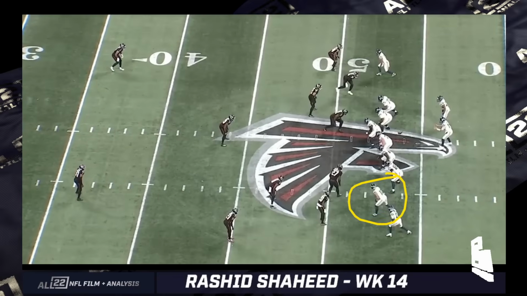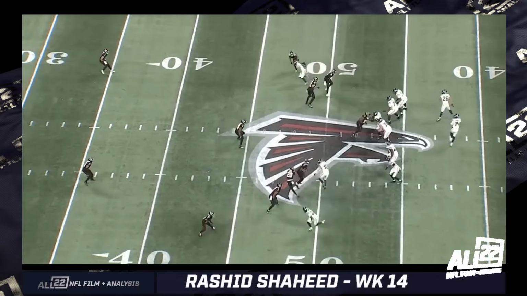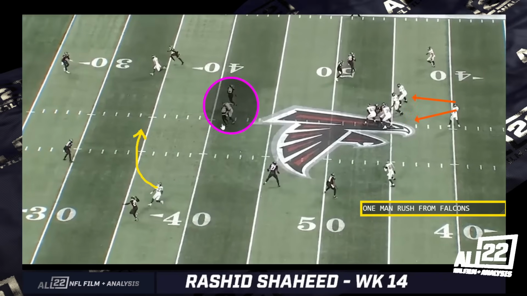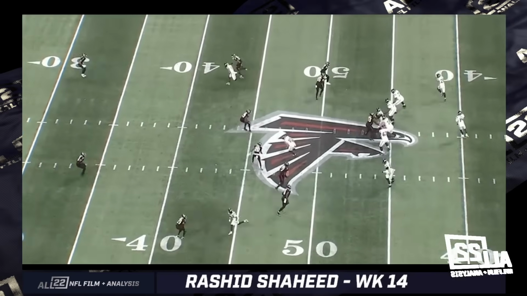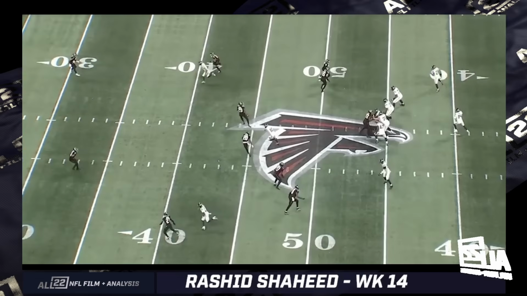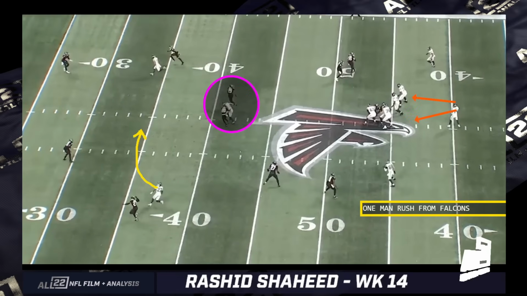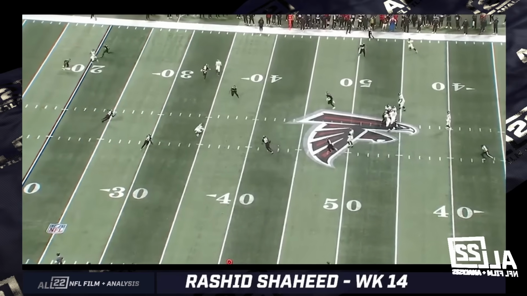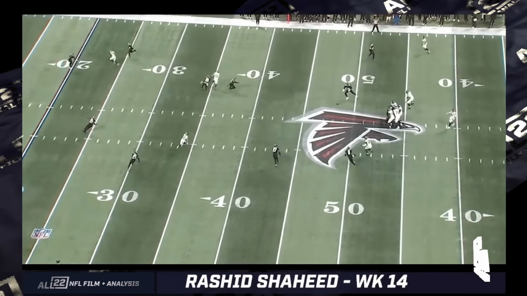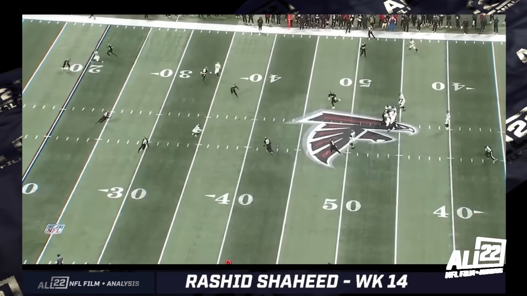Let's rewind this back a little bit. Kupp here, running his route to the middle of the field, and he's got a defender on him, number 20 in man, and then also basically an inside linebacker or second-level defender. That might actually be a safety from a personnel standpoint. And what that does is totally clears out the middle of the field. It's also a one-man rush from Atlanta. So there's no pressure, just too much time for Darnold, and then too much space for Shaheed to run onto.